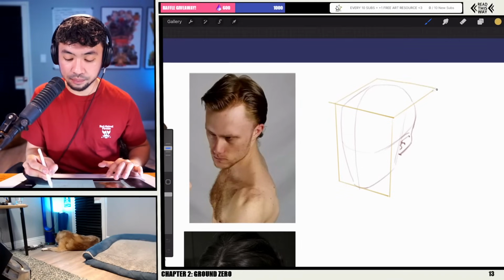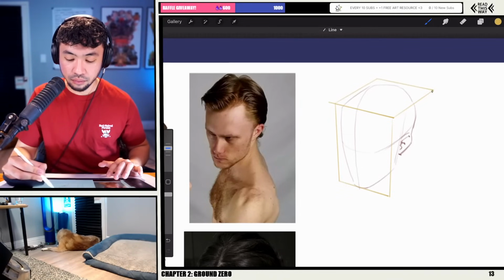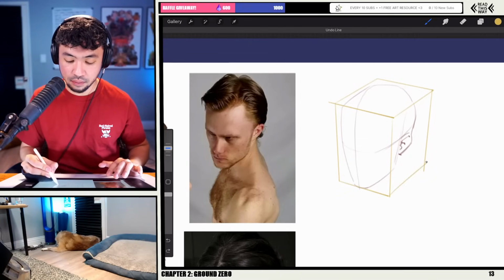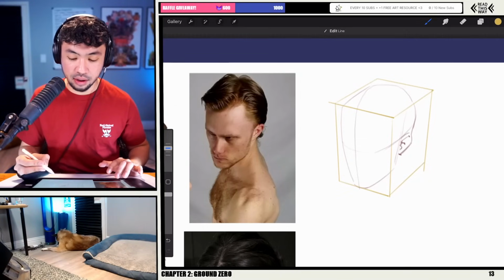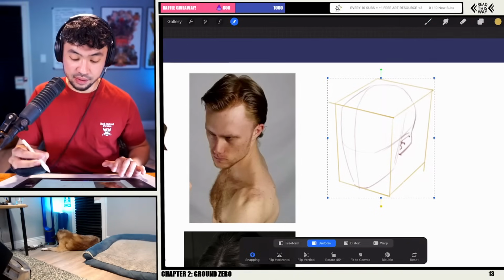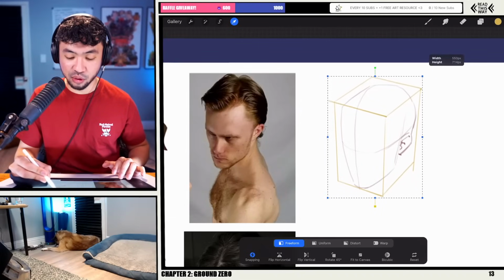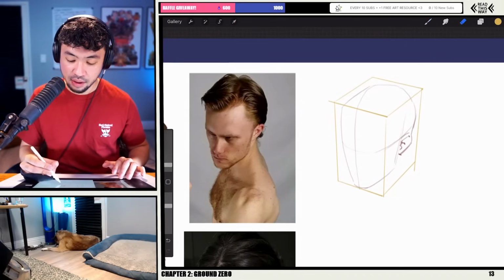So here you can kind of see, here's my box here in perspective. And it's not super accurate, and that's okay. It doesn't have to be exactly accurate. I just wanted to show you guys a bit of a demo there. So let me just shrink it down a bit so it matches up better.